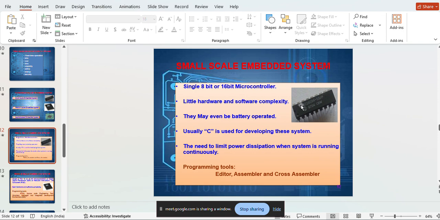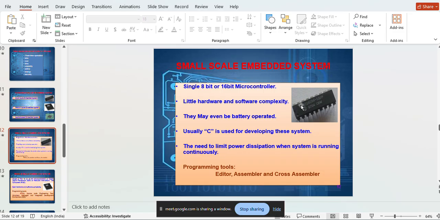Here the programming languages are C and C++. Usually C is used, but inside that there are also assembly languages and C++.